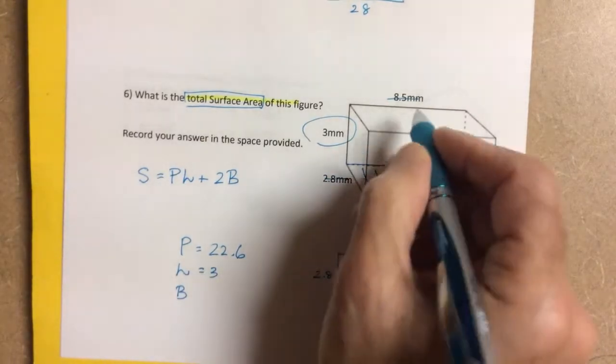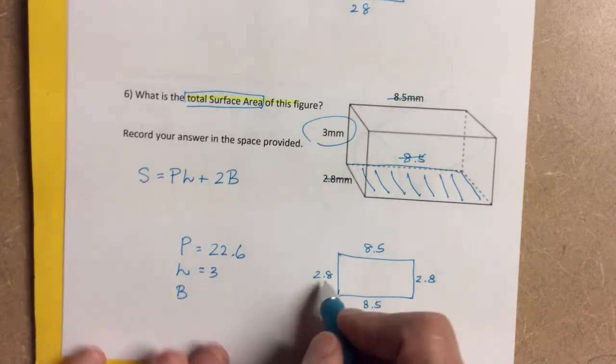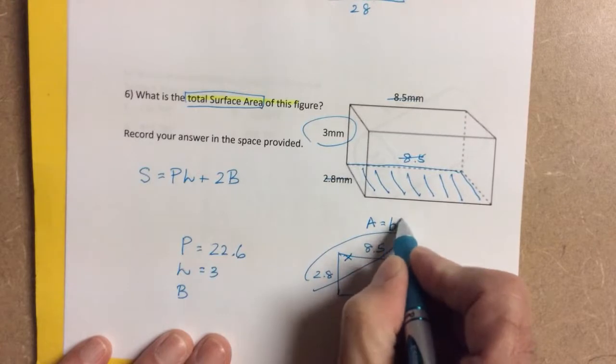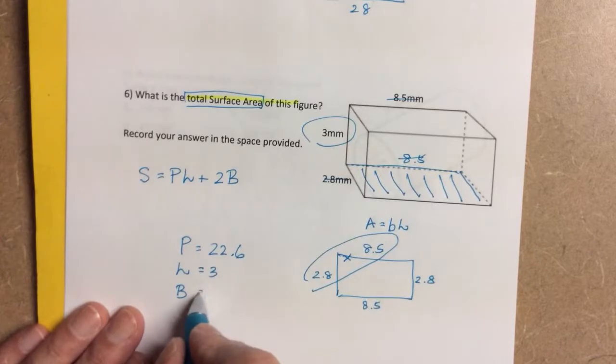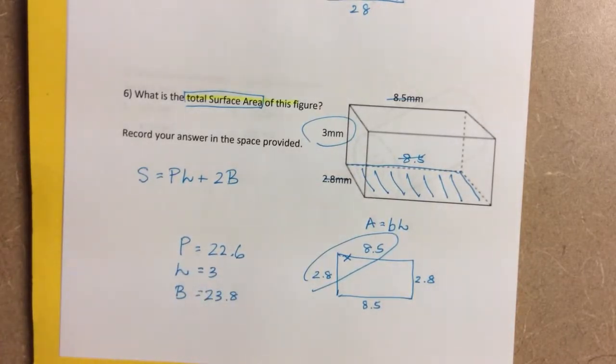The distance between the top and the bottom, which is 3. Capital B stands for area of the base. It is base times height, since it's a rectangle. 2.8 times 8.5. And for that, I get 23.8. That's the area of the base.